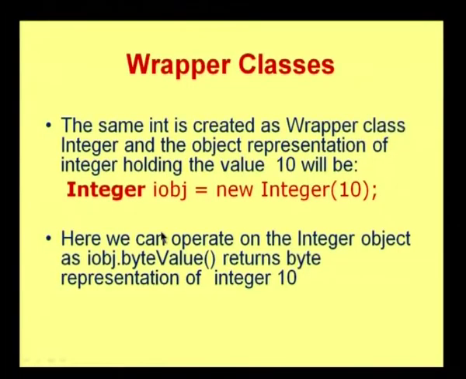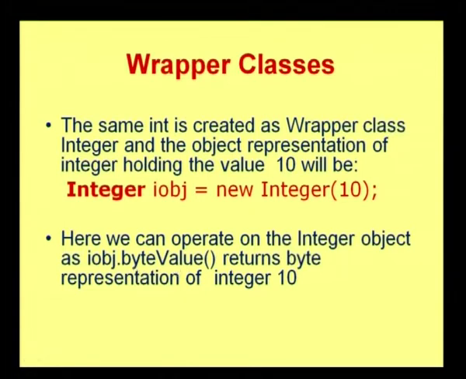So, Sun has created a class. This class is going to wrap your primitive data type, and they provide a set of methods in that class which do some operations on the base data that is available. Here Integer is a wrapper class for which an object is created and allocated a value of 10. Once this value is allocated, I can access the byte value of 10 by using iobj.byteValue, which is a method in the wrapper class.